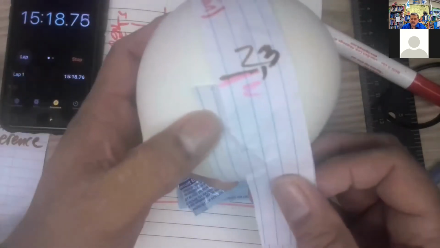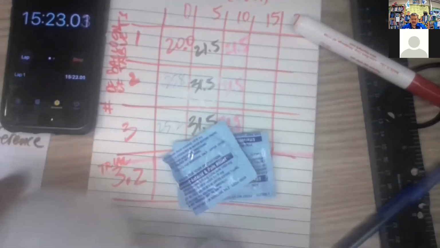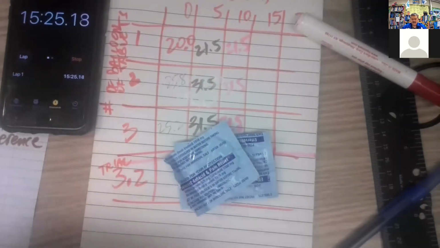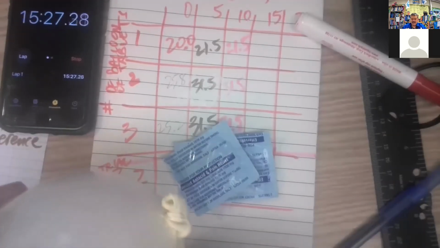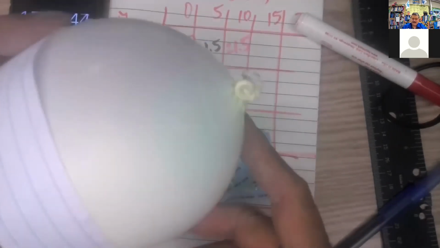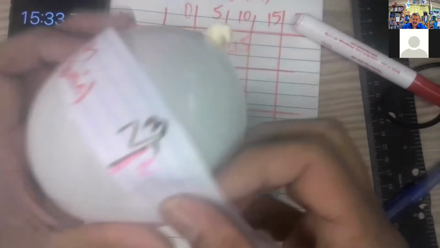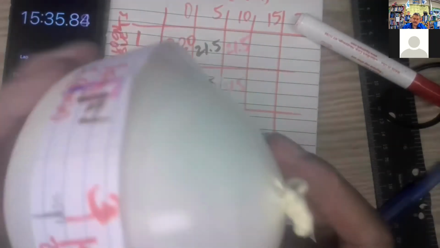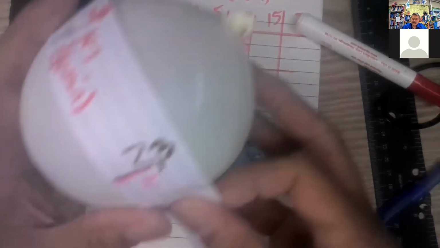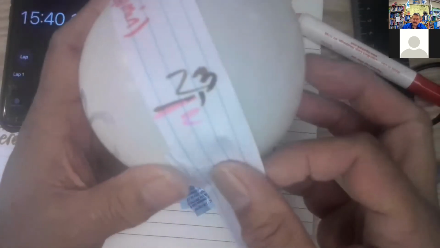Number 2, same. Oh, misshapen, but let's see. It's very close. It seems to be bigger. Let's see. Oh, maybe it is a little bigger. Look at that.